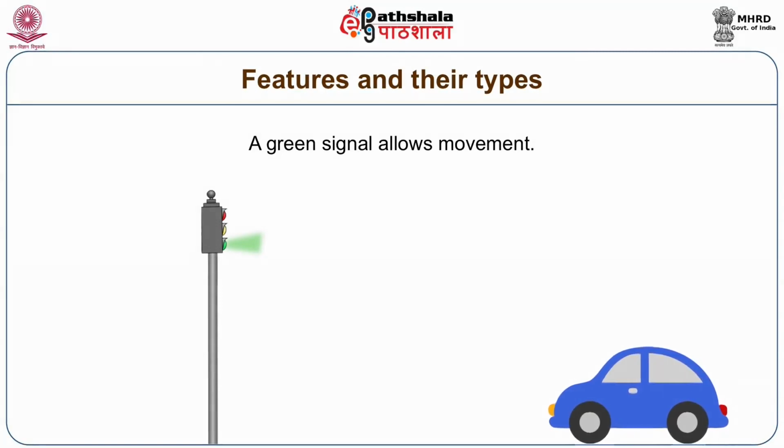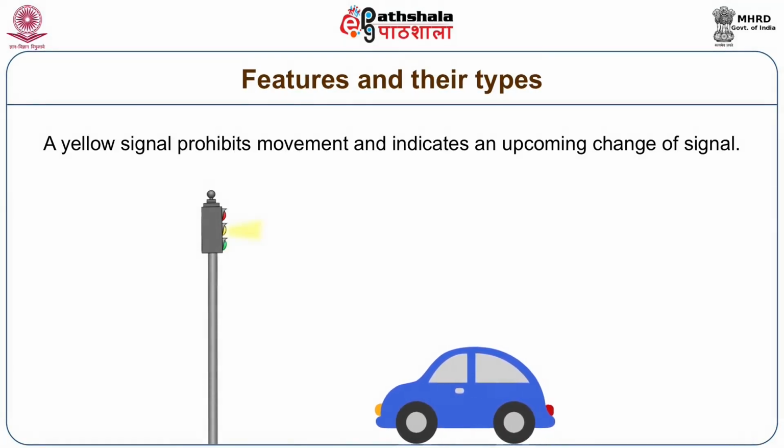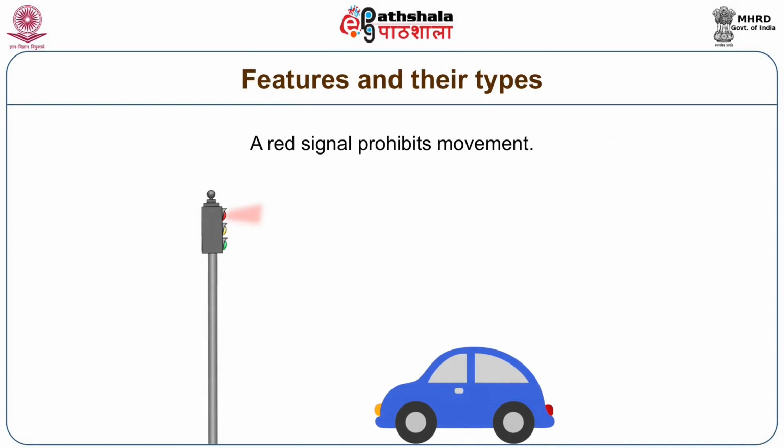So the intuitive idea of features that we are appealing to can be grasped as the use of a parameter along which a contrast can be stated. Let's look at the instructions given by traffic lights, where their state and colors signify the following messages. A green, steady signal allows movement. A yellow signal prohibits movement and indicates an upcoming change of light. A red signal prohibits movement.